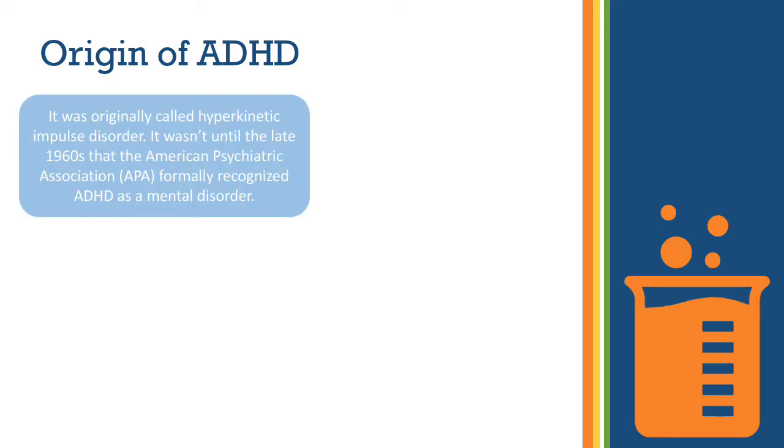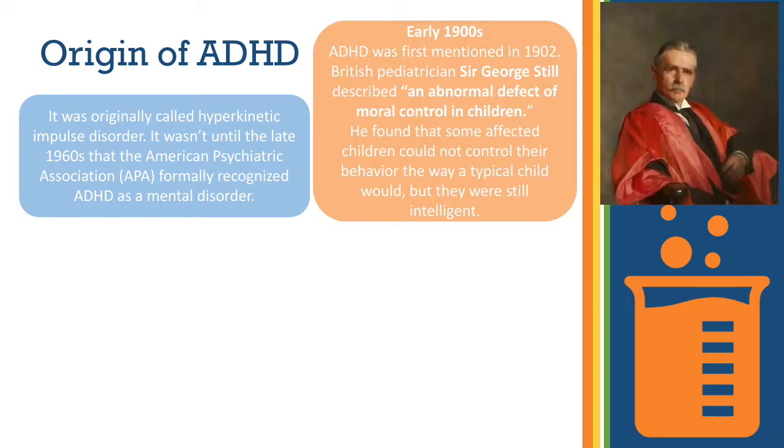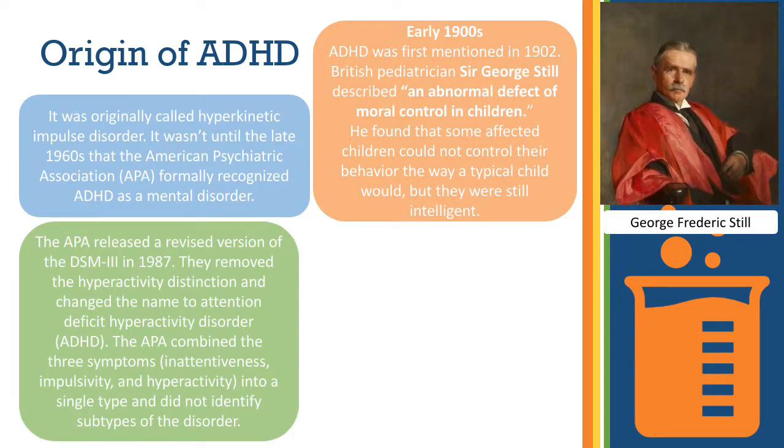ADHD was originally called hyperkinetic impulse disorder. It wasn't until the late 1960s that the APA, or American Psychiatric Association, formally recognized ADHD as a mental disorder. ADHD was first mentioned in 1902, when British pediatrician Sir George Still described an abnormal defect of moral control in children. He found that some affected children could not control their behavior the way a typical child would, but they were still intelligent.